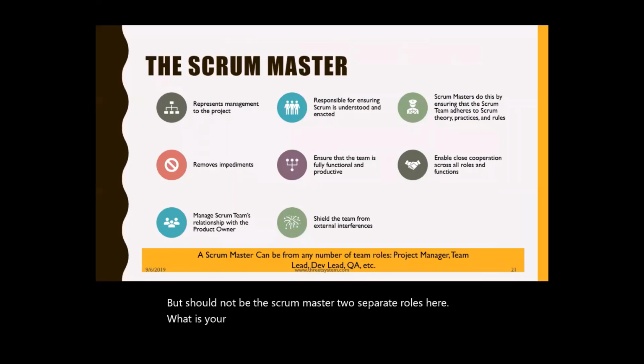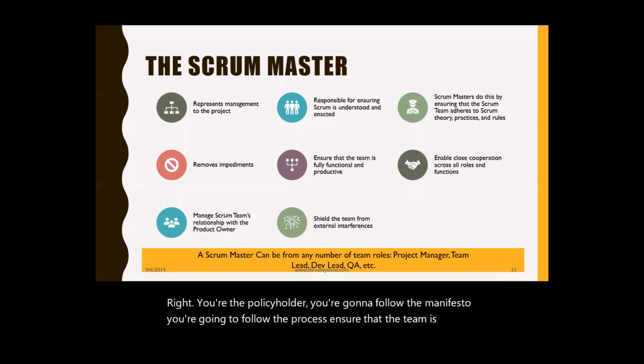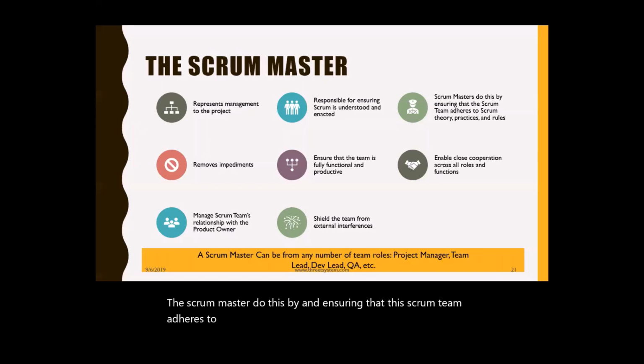So what is your role as a Scrum Master? You're going to represent management to the project. You're going to remove impediments, manage Scrum team's relationships with the product owner. You're going to be responsible for ensuring the Scrum is understood and enacted, right? You're the policy holder. You're going to follow the manifesto. You're going to follow the process. Ensure that the team is fully functional and productive. Shield the team from external interferences. The Scrum Master does this by ensuring that the Scrum team adheres to the Scrum theory, practices, and rules. Then you also enable cooperation across all roles and functions.